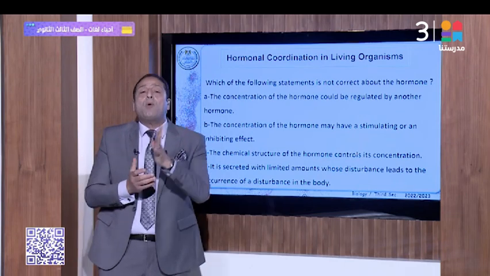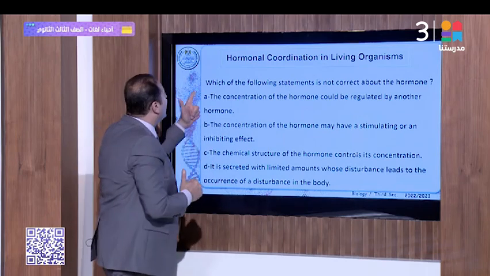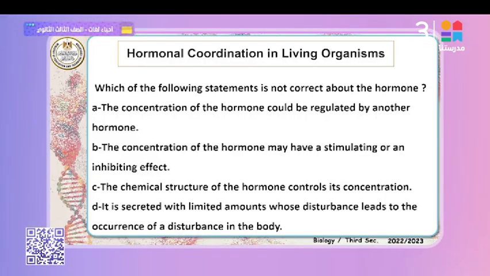Now we are going to focus on these questions. Which of the following statements is not correct about hormones? The concentration of a hormone could be regulated by another hormone. That's right. For example, thyroid stimulating hormone, TSH, increase or decrease may directly affect the concentration of thyroid hormones. The concentration of hormones may have a stimulating or an inhibiting effect. C, the chemical structure of the hormone controls its concentration. So the best answer is C.